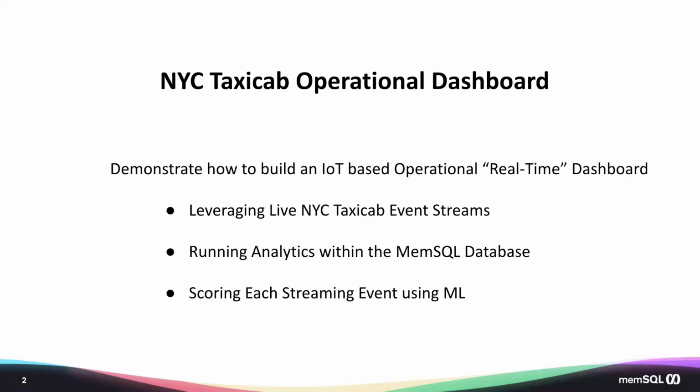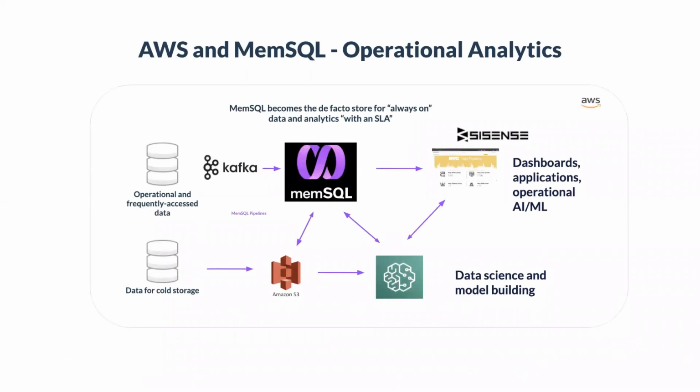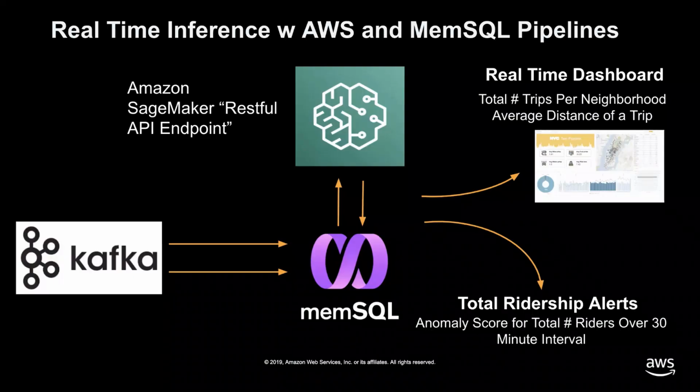For today's demo, we're going to use live New York City taxicab event streams. We're going to be running analytics inside the MemSQL database. We're going to be scoring each streaming event using a deployed machine learning library. In addition to that, we'll be leveraging Kafka, S3, SageMaker, and also Sisense. And MemSQL will be at the heart here as the always-on de facto standard data and analytics store. So let's get started.